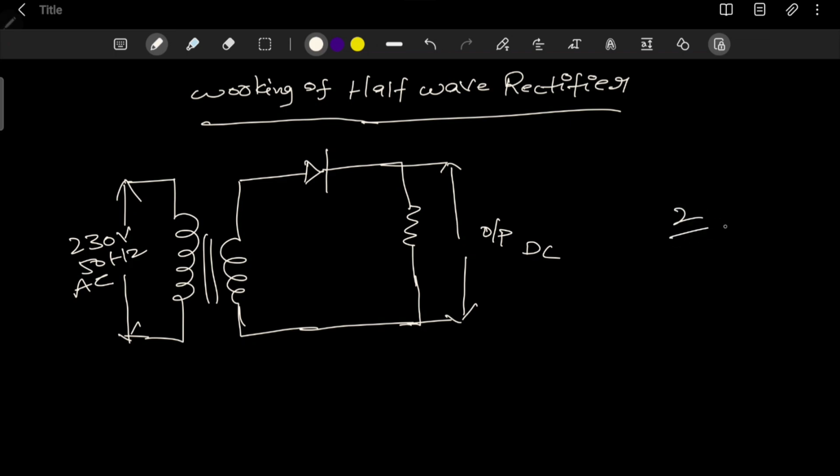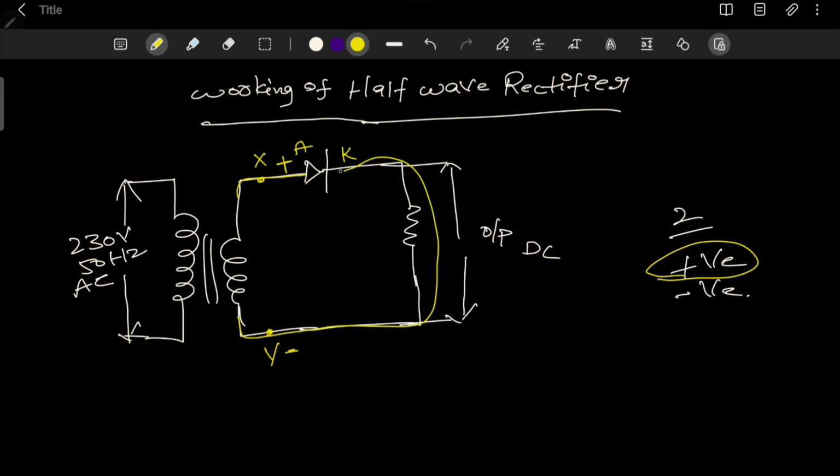So we have two conditions: during the positive and during the negative half cycle. During the positive half cycle, consider this the X point and this the Y point. This is positive and this is negative. The positive is connected to the anode, and the negative is connected to the cathode. So the diode is in forward bias. Under forward bias, the diode conducts and acts as a closed switch.